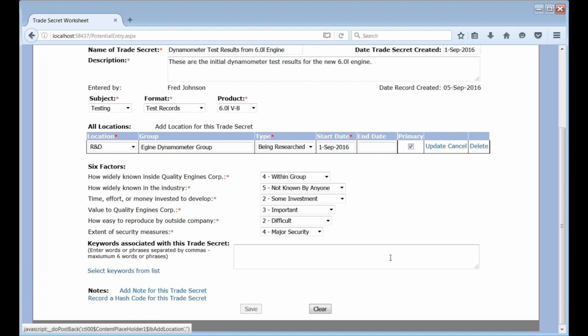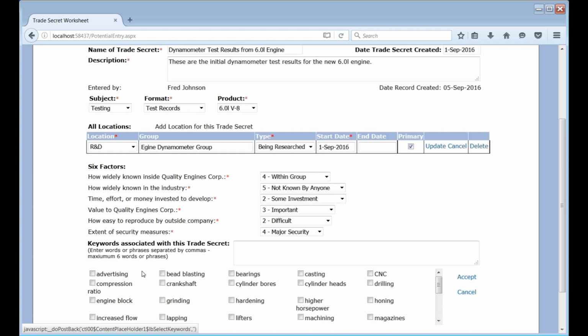Finally, keywords associated with this trade secret. I can type individual keywords into here. The other thing I can do is specify up front in the configuration of the machine keywords that make sense in our company. When I say select keywords from a list, it will show me all of the things that we thought made sense for our company, a list of standard keywords that we plugged in, plus all the other keywords that have been used on trade secrets so far. And so it's a combination of those 2 lists.